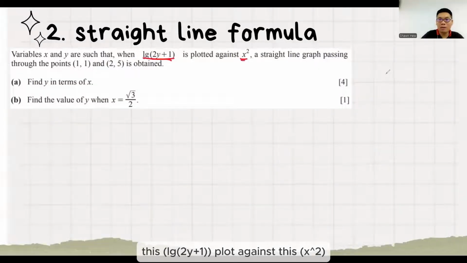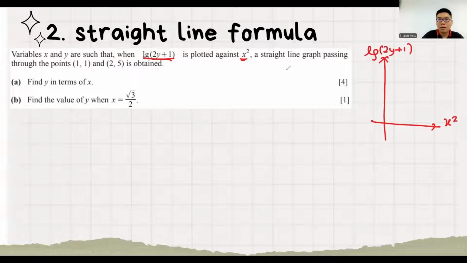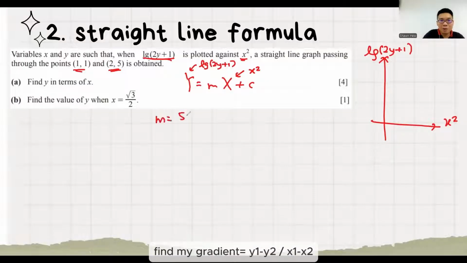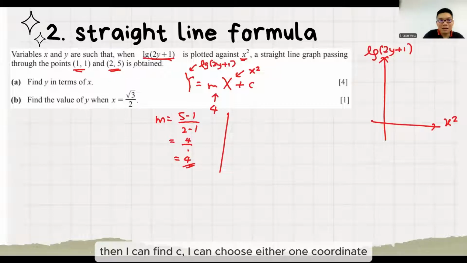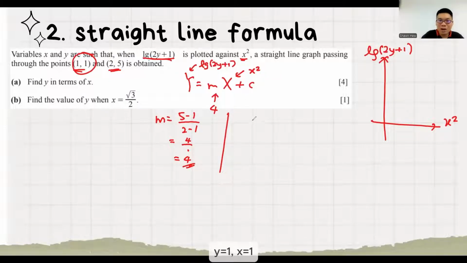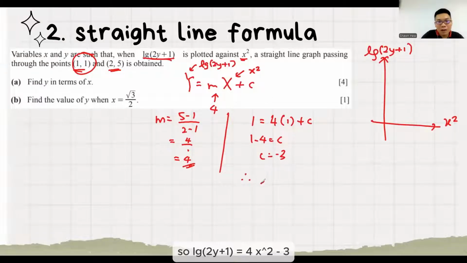This plot against this passes through these 2 points. Find my gradient, y minus y over x minus x. Then I can find c. I can choose either one coordinate. Let's say I choose here, easier. Y is 1, x also 1. So lg 2y plus 1 equals 4x squared minus 3.